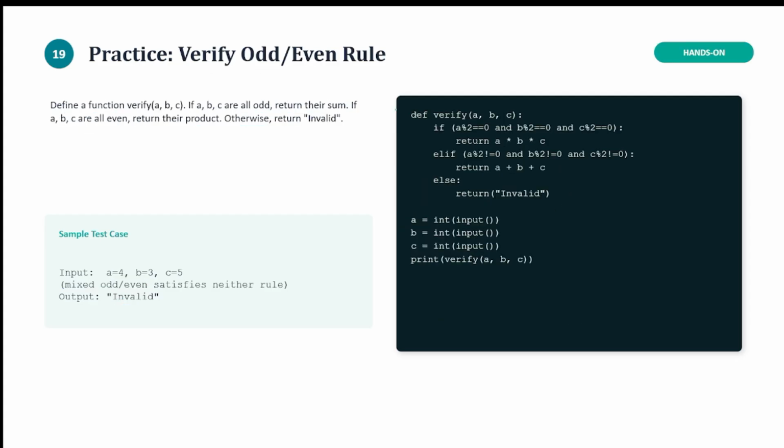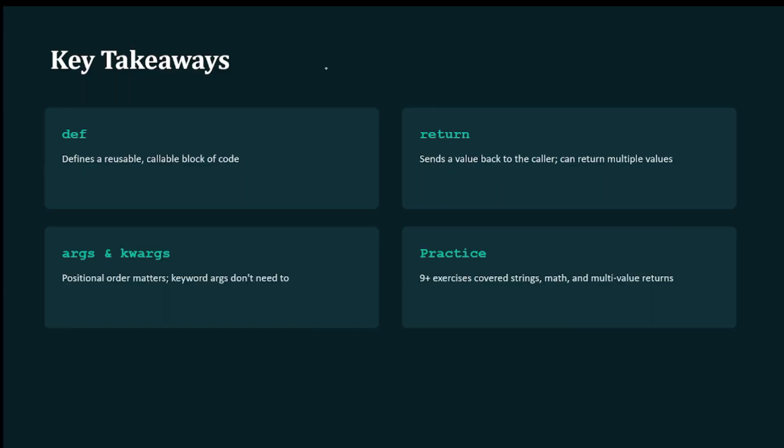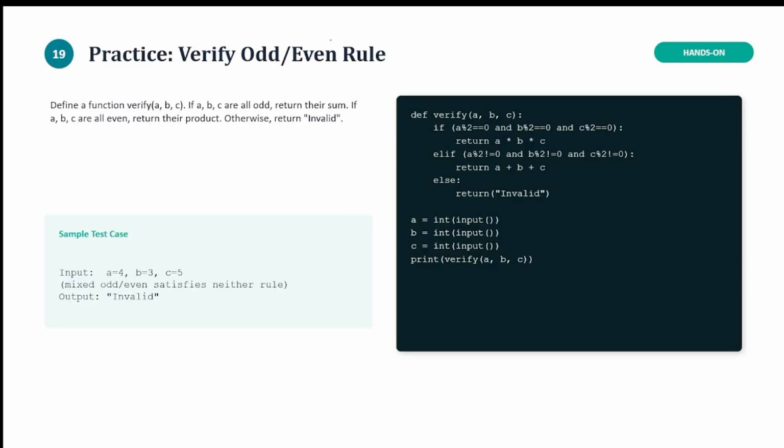Now let's see our next question and the last question. Yes, this is our last question. Here you can see that we are going with the verify odd even rule. This was the simplest one, only multiple lines were there. So let's read the statements, and after that we are going to see how the code was written for this one.